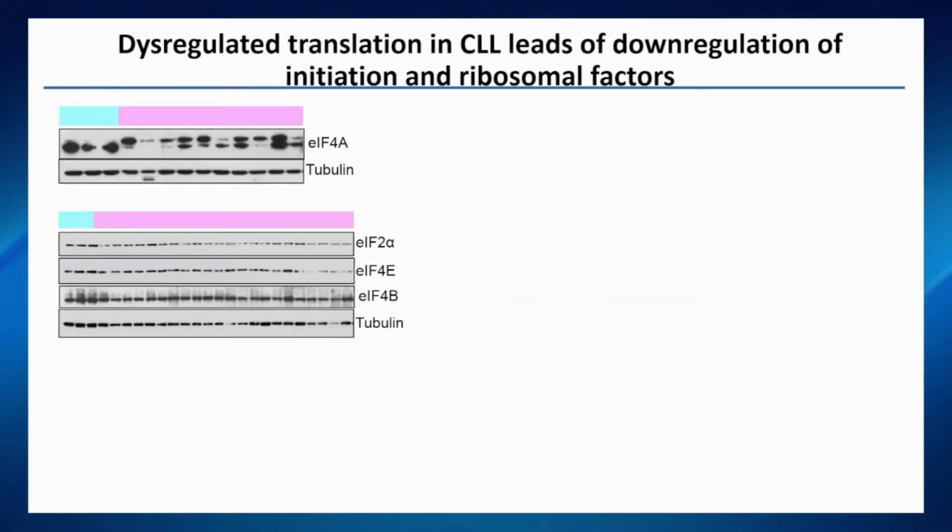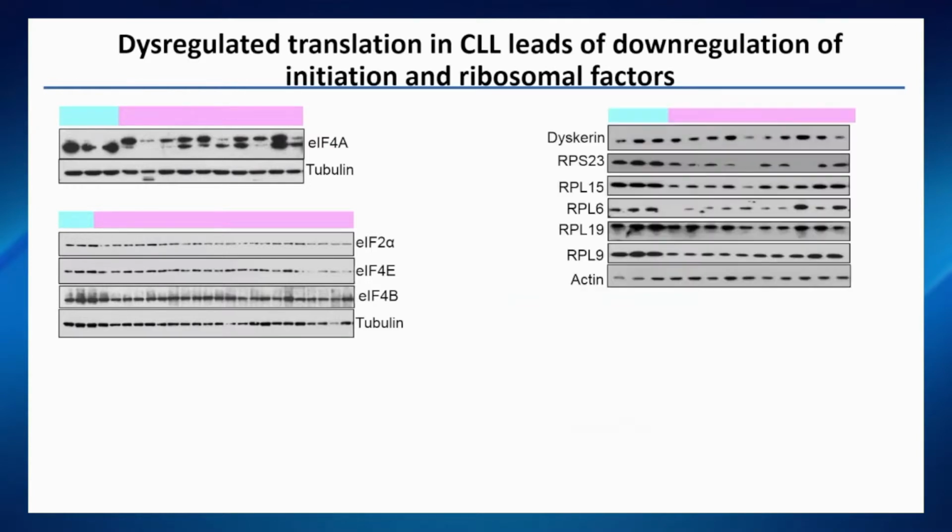What was really odd, and we don't know what this means, is that in all of these, the purple being the CLL samples, we have this weird higher form of eIF4A, and we have no explanation for this. It's the case in nearly all the CLL samples we've looked at. We do see some downregulation of 4E and eIF2-alpha. It's more dramatic for some of the ribosomal proteins. So, for example, RPL9, we've got a decreased expression of that.